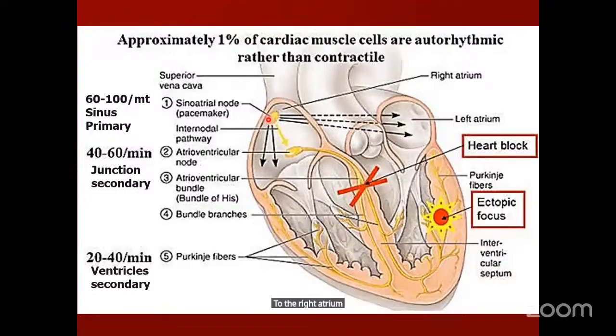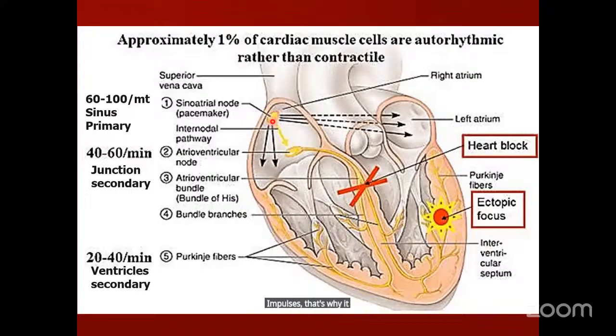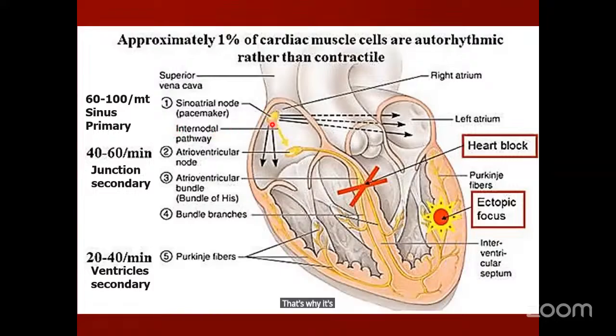This is called the primary pacemaker of the heart because in the normal heart, no other area can produce faster spontaneous impulses than the sinus node. So the sinus node can produce the fastest and also spontaneous impulses. That's why it becomes the primary pacemaker of the heart. It can produce 60 to 100 per minute spontaneously.